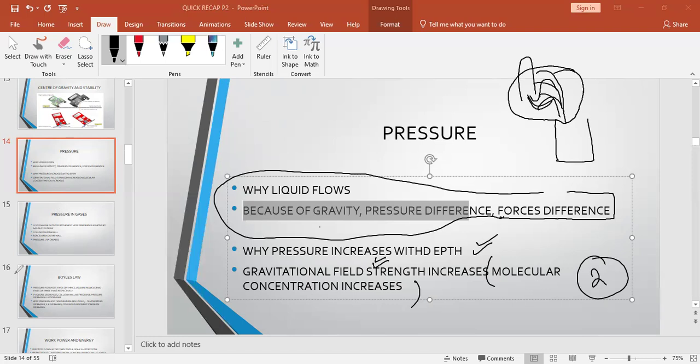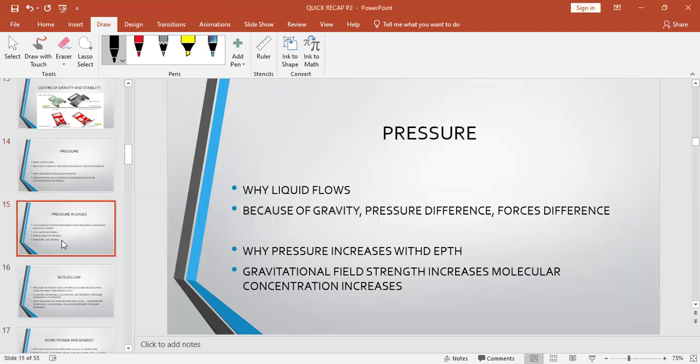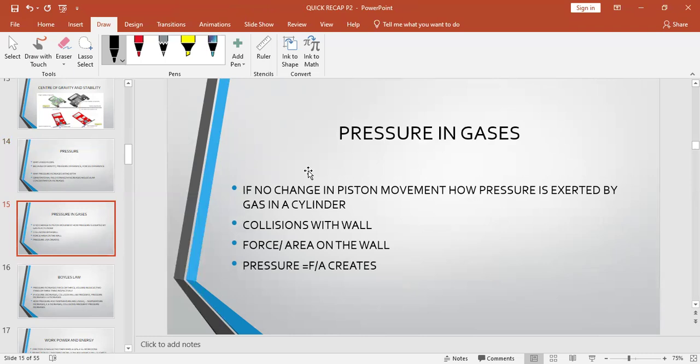Then we have pressure in gases. This question is asked frequently, that for suppose if I have a syringe and this syringe contains gas molecules, okay? How are these gas molecules exerting pressure inside the syringe? So these are the reasons.